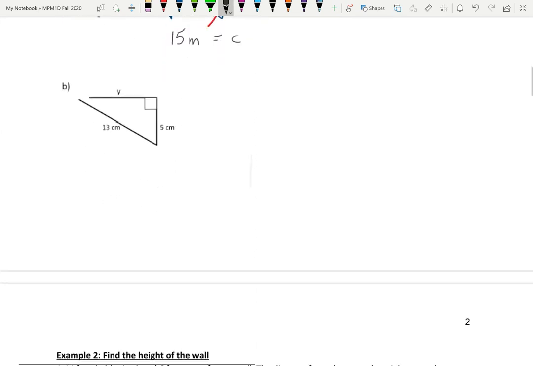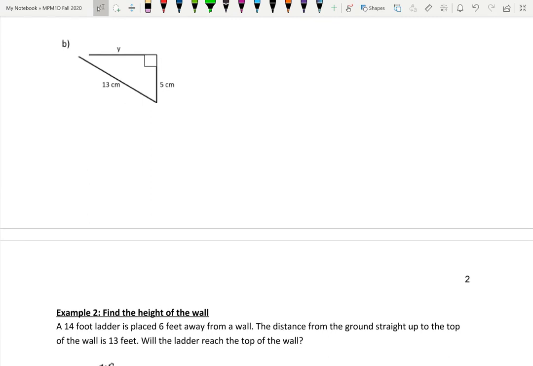Let's try again. Here we have another right triangle. This time we actually know our hypotenuse. So opposite to the right angle, this is our hypotenuse. And then I'm just going to label this as a and this as b. And so we can also write our formula in this way as well. Okay, so a squared plus b squared equals c squared, or c squared equals a squared plus b squared.